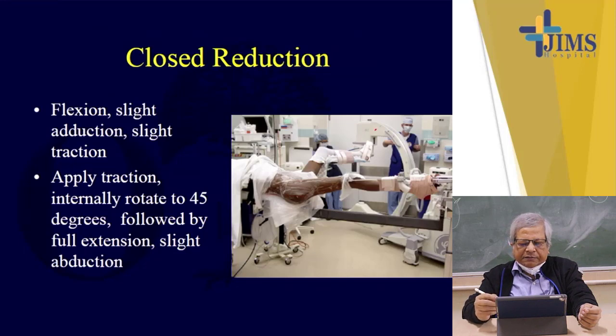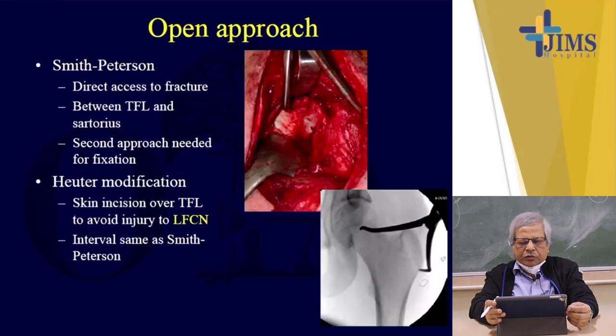This is the image intensifier. When you come to OT, you can take a look at the image intensifier, that is an X-ray. If the position is okay, then through a very short incision, we fix the fractures with 3 screws. If closed reduction is not possible, it can be done with the open approach.